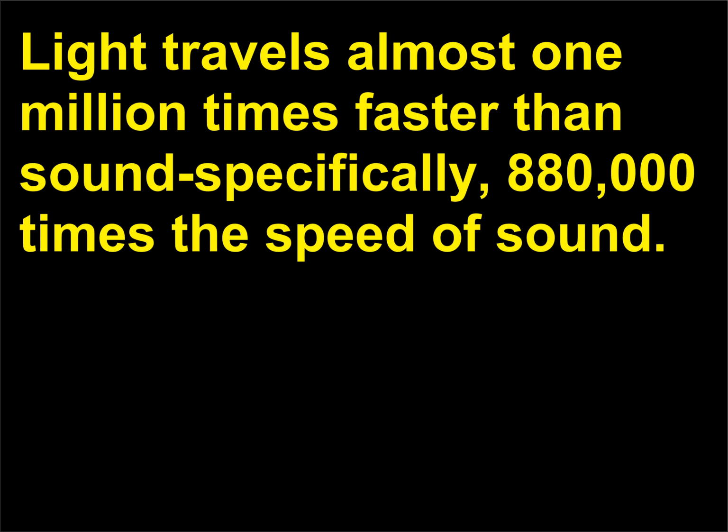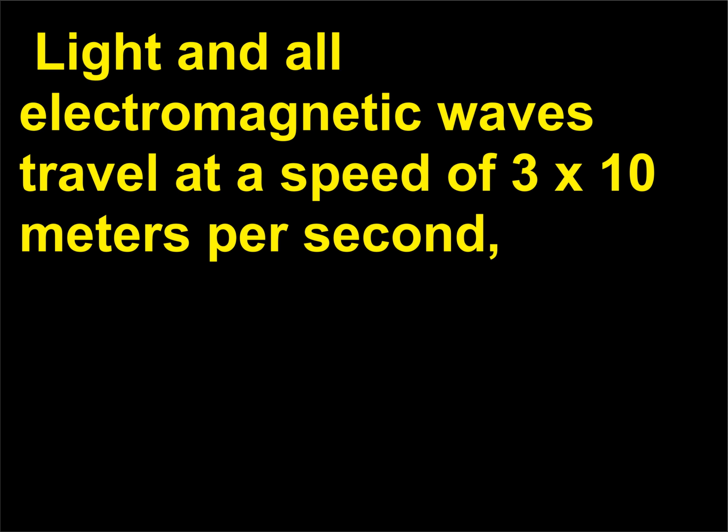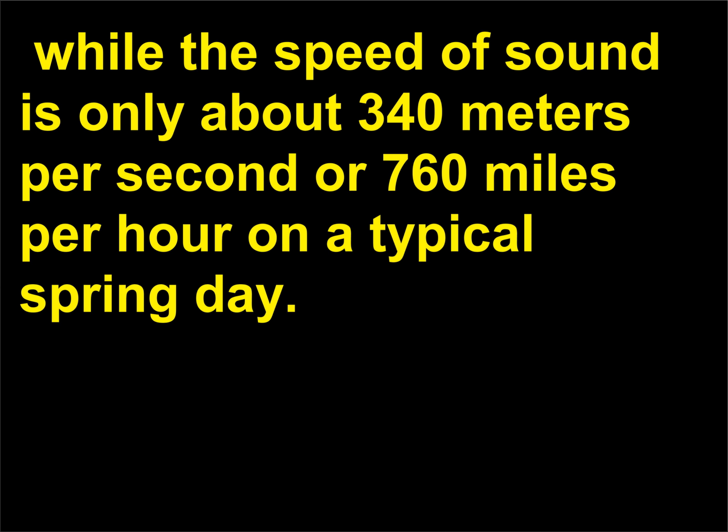How fast does sound travel? Light travels almost 1 million times faster than sound, specifically, 880,000 times the speed of sound. Light and all electromagnetic waves travel at a speed of 3 × 10^8 meters per second, while the speed of sound is only about 340 meters per second or 760 miles per hour on a typical spring day.